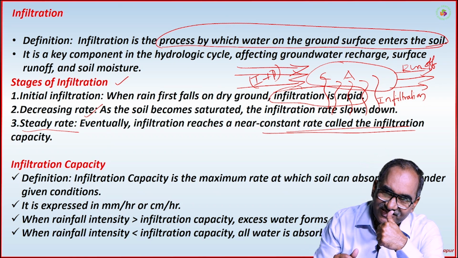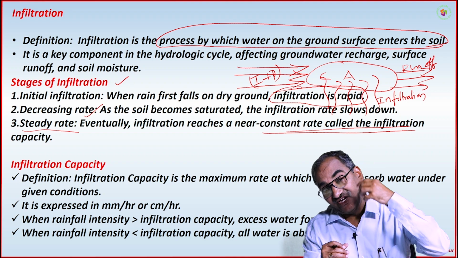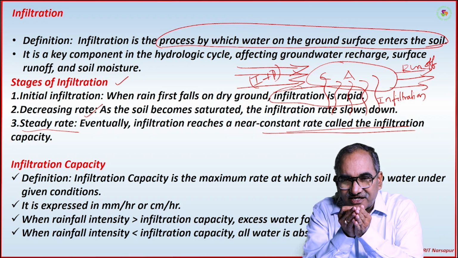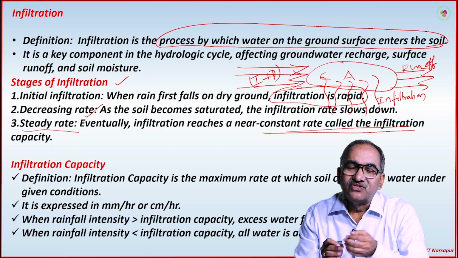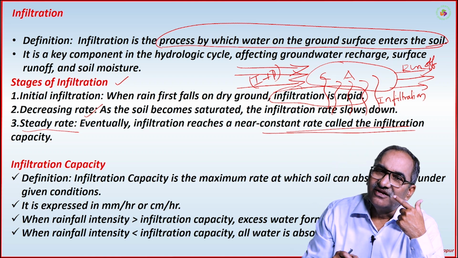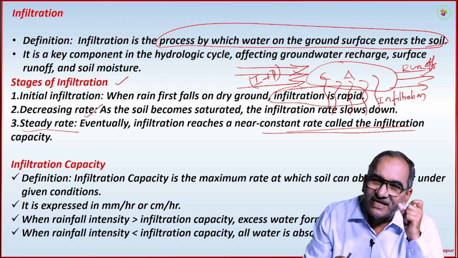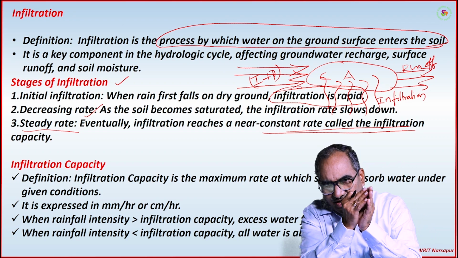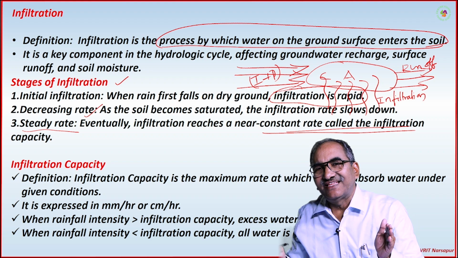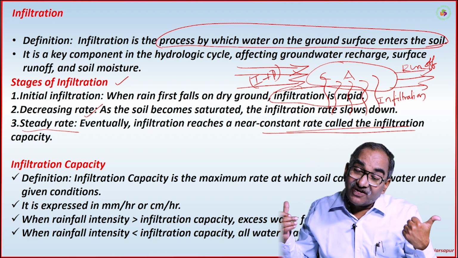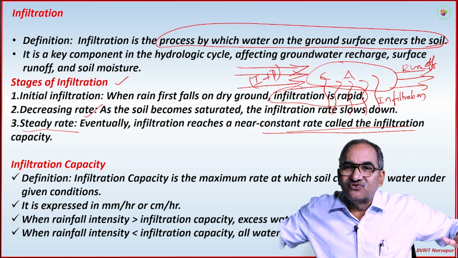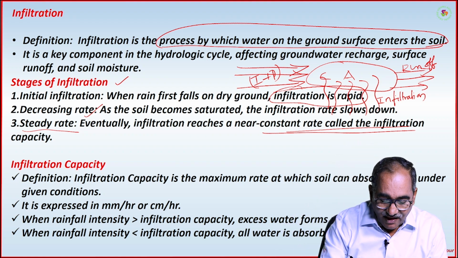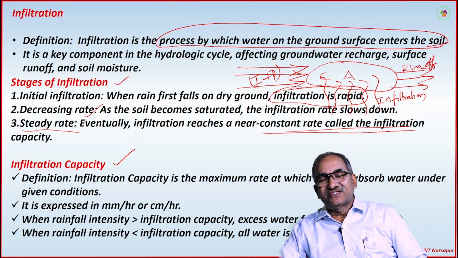If the soil is dry, initially the infiltration rate, which is how much is entering per unit time, will be very, very high at the beginning of the storm. As the storm continues, the infiltration rate goes on decreasing exponentially, but after some time it reaches a constant rate of infiltration.